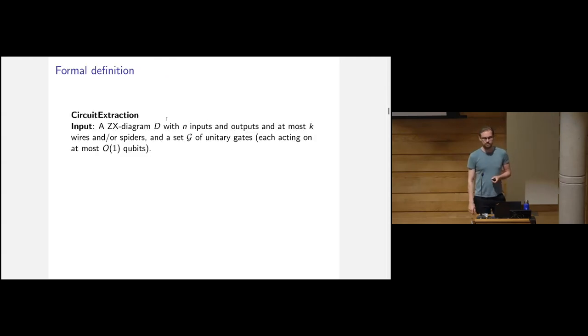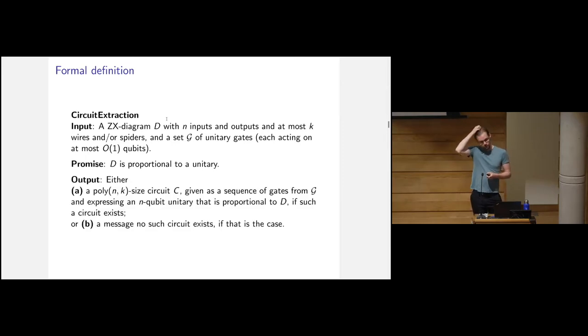First, a formal definition of the circuit extraction problem. The input is a ZX diagram D. It has n inputs and outputs. The number of inputs and outputs must be equal because it represents a unitary. And it has at most k wires and spiders. We are also given a set G of unitary gates. This can be a very general description, though obviously it has to be supplied in some efficient way. But the exact set of gates doesn't really matter for our result. Then we are given a promise, which is that the linear map this diagram represents is proportional to a unitary. Proportional meaning up to a non-zero scalar factor.